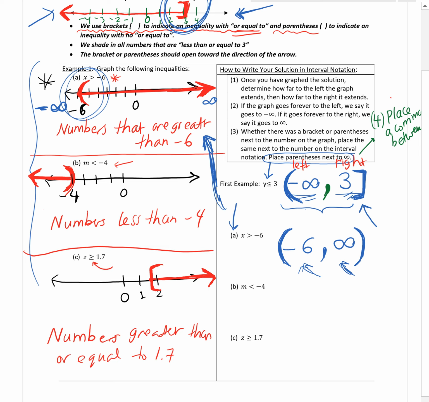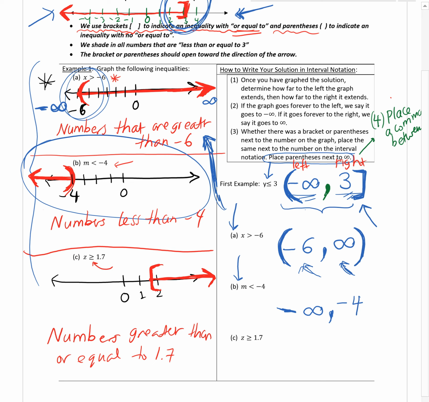Okay, let's try the next one. So that was the second one we graphed over there. M is less than -4. So if I look at this graph here, how far to the left does that graph go? Well, the arrow makes it look like it's going off to infinity to the left, but since it's going to the left, I'm going to write negative infinity. And then how far to the right does the graph go? It stops at -4, right? That's as far as my red part of my graph goes.